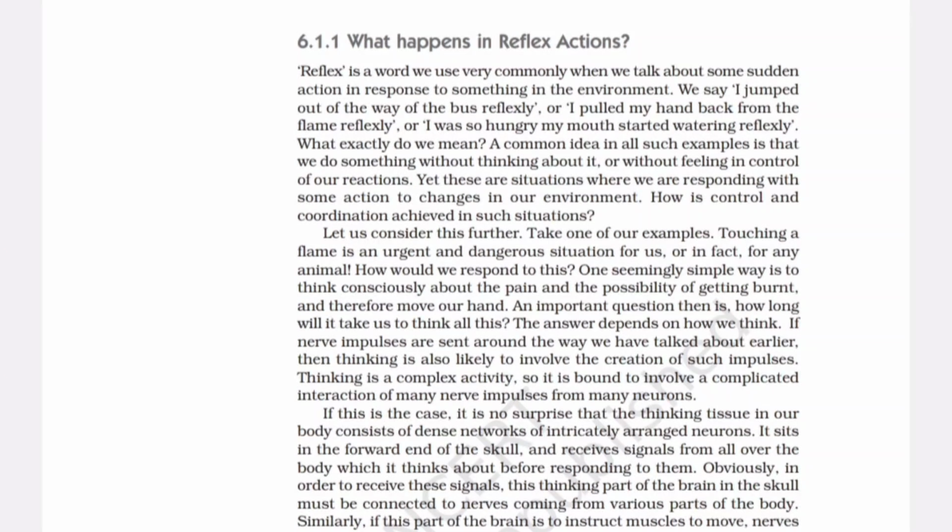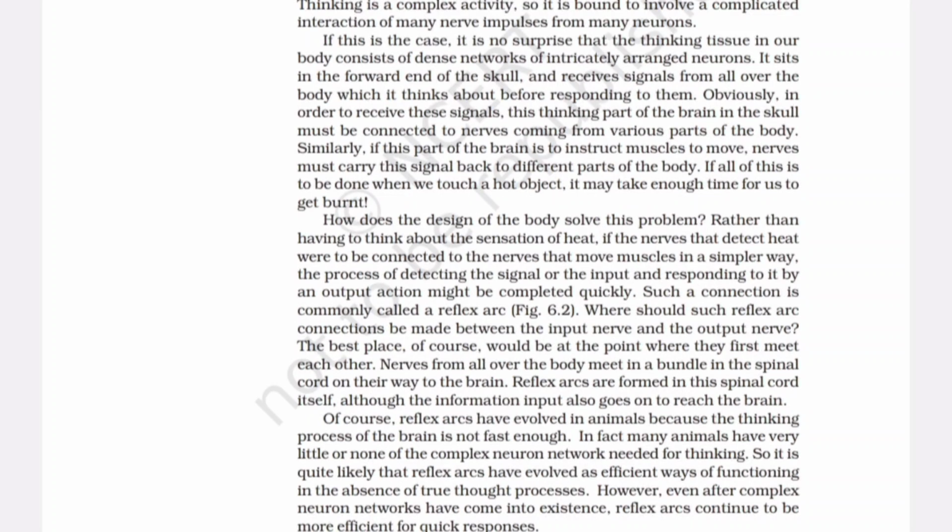Obviously, in order to receive these signals, this thinking part of the brain in the skull must be connected to nerves coming from various parts of the body. Similarly, if this part of the brain is to instruct muscles to move, nerves must carry this signal back to different parts of the body. If all of this is to be done when we touch a hot object, it may take enough time for us to get burnt. How does the design of the body solve this problem?